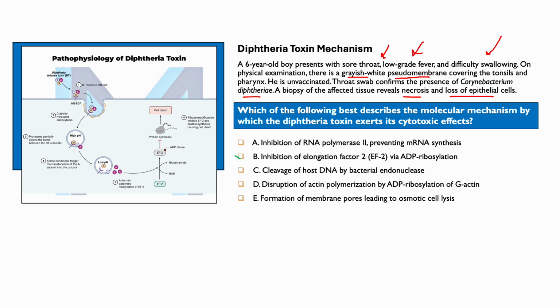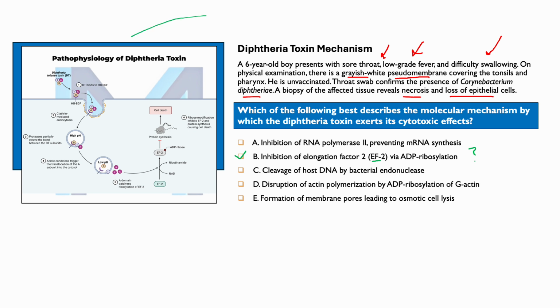Now, if you selected B, then you are correct. The answer is inhibition of elongation factor II, or EF-2, via ADP-ribosylation. Now, why is this correct? Because the diphtheria toxin is an AB exotoxin, produced by Corynebacterium diphtheriae.